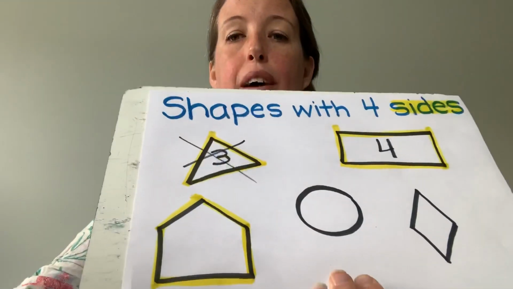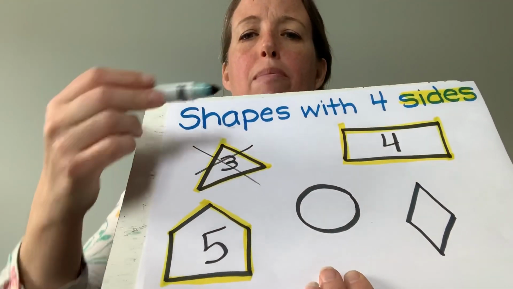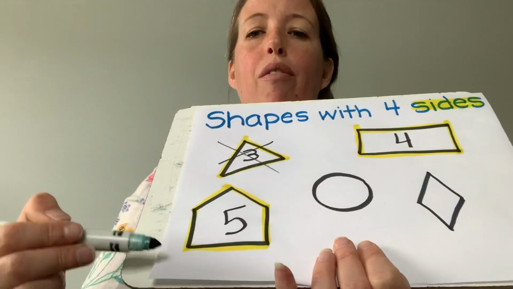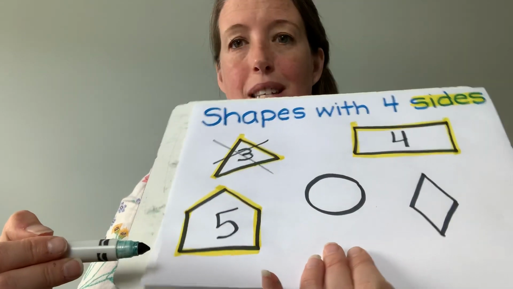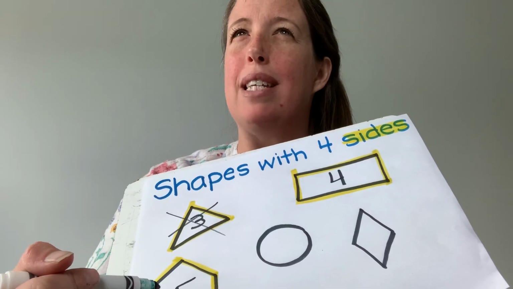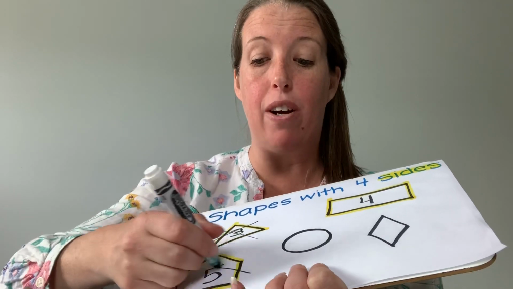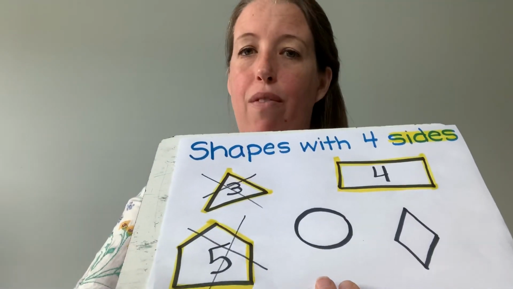Okay, let's try my next one. 1, 2, 3, 4, 5. Gonna put that in the middle. Shapes with 4 sides. 5. Doesn't fit my heading. A 5-sided shape, that's known as a pentagon, because I use a pen, I need my 5 fingers. So that doesn't fit with my heading.